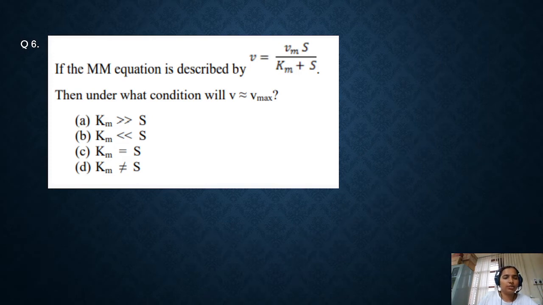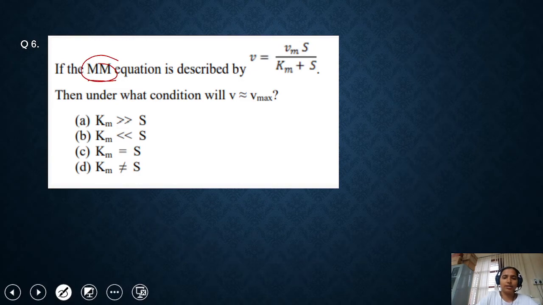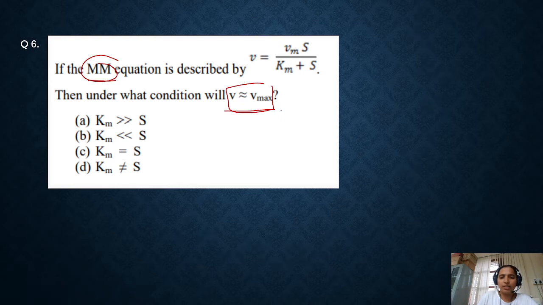Now let's read this question. If the Michaelis-Menten equation is described by V equal to V max into S upon Km plus S, then under what condition will V equal to V max? Hopefully you have studied all the three conditions when V equal to V max or when V is not equal to V max. So you must know all the conditions when this is possible or when it is not possible. So let's solve.